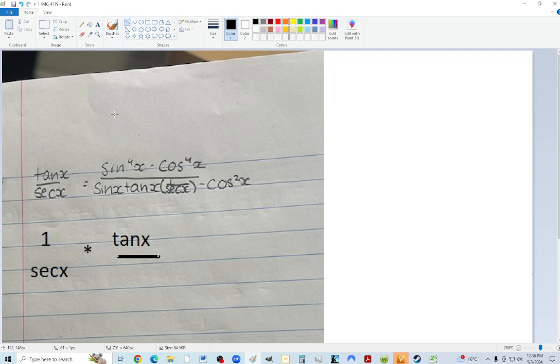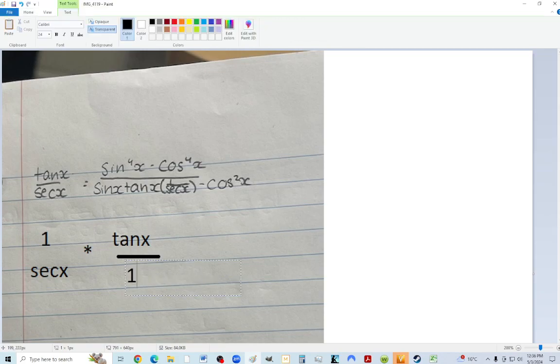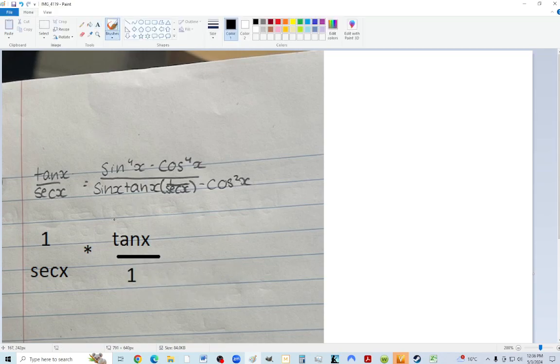Because if you multiply this fraction out, right? I'm just putting 1 over here to show you. Tan x times 1 is tan x. Secant x times 1 is secant x. You get tan x over secant x. So you can divide it like this.